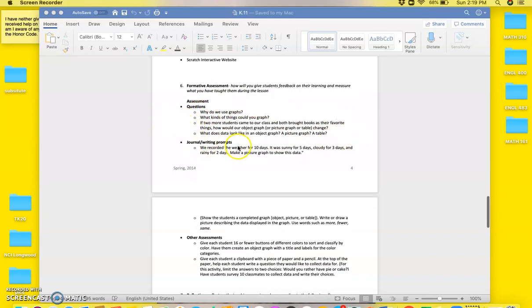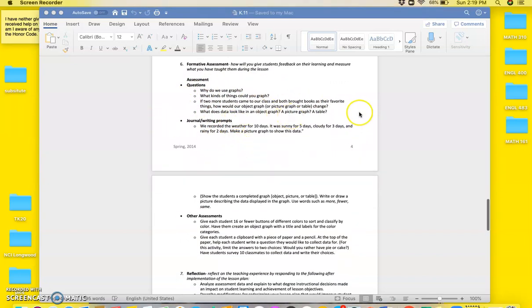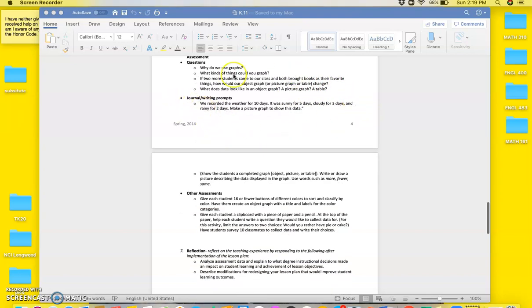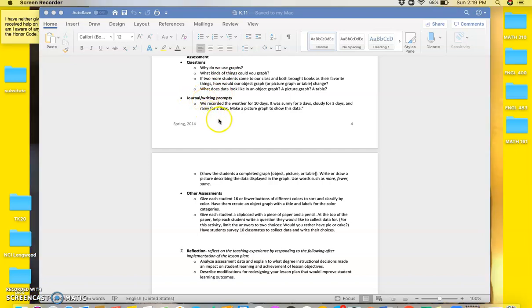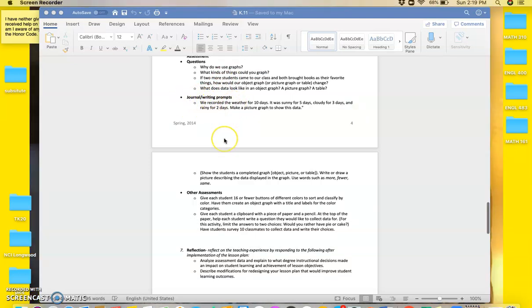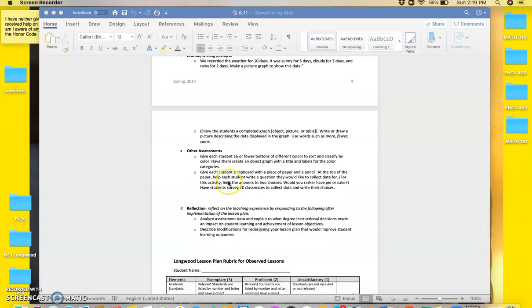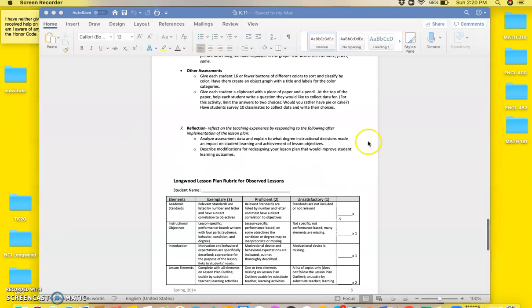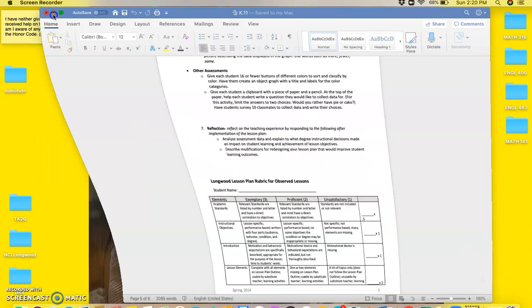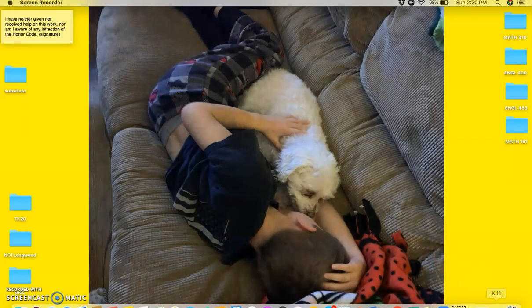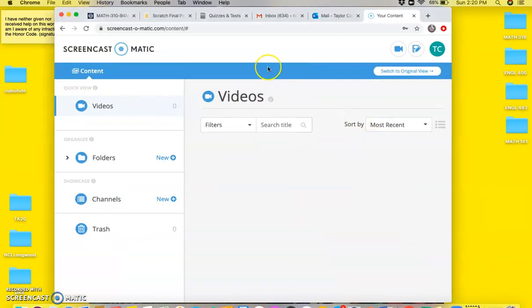We always need questions because kindergartners at this age, their minds need to be questioned. That was the whole part of the lesson, is to question them so they can do this on their own. Journal and writing prompts, you always want to include writing in everything that we do. And then here's a reflection that the teacher can fill out after the lesson has been completed. So let's pull up my Scratch project.